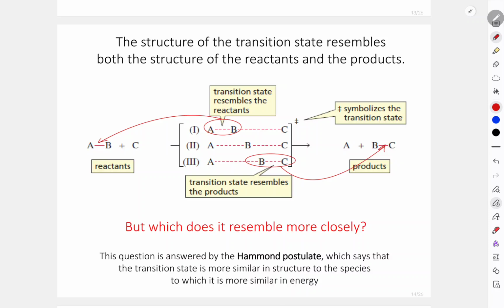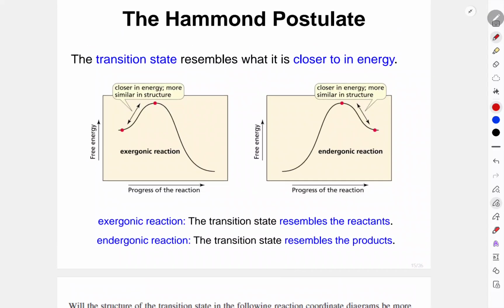What does that mean? If you have this kind of scenario and you have a transition state, energetically this transition state is closer to the reactant state. And structure-wise, the transition state should also be closer to the structure of the reactant state. And this is the case for the exergonic reaction.